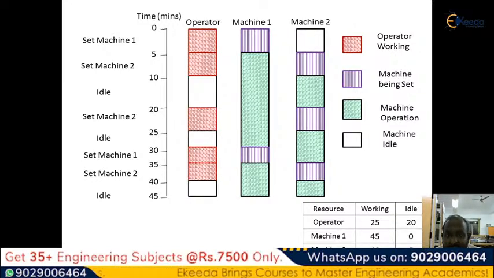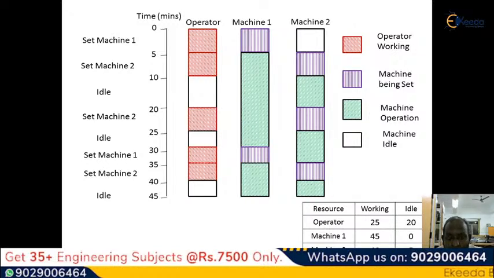So for the next 5 minutes, what happens? This particular operator lets machine 1 operate by itself, and he is going to set up machine number 2. So the operator is indicated by red color, the machine setting is given by blue color, the working is given in green color, and the idle time is given in white color. So in the first 5 minutes, machine 1 is set up and it starts operating. Then from 5 to 10 minutes he sets up the second machine.